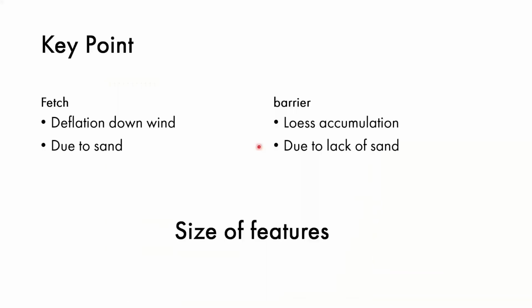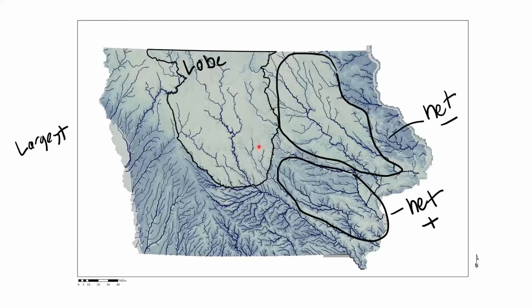So the key point is the Iowan surface at any point is due to there either being a fetch upwind or a barrier upwind. If you have a fetch, you're going to have deflation, you're going to have sand, but if you have a topographic barrier, you're going to be able to accumulate loess because of the lack of sand. And the size of that really is the key to understanding these different features.